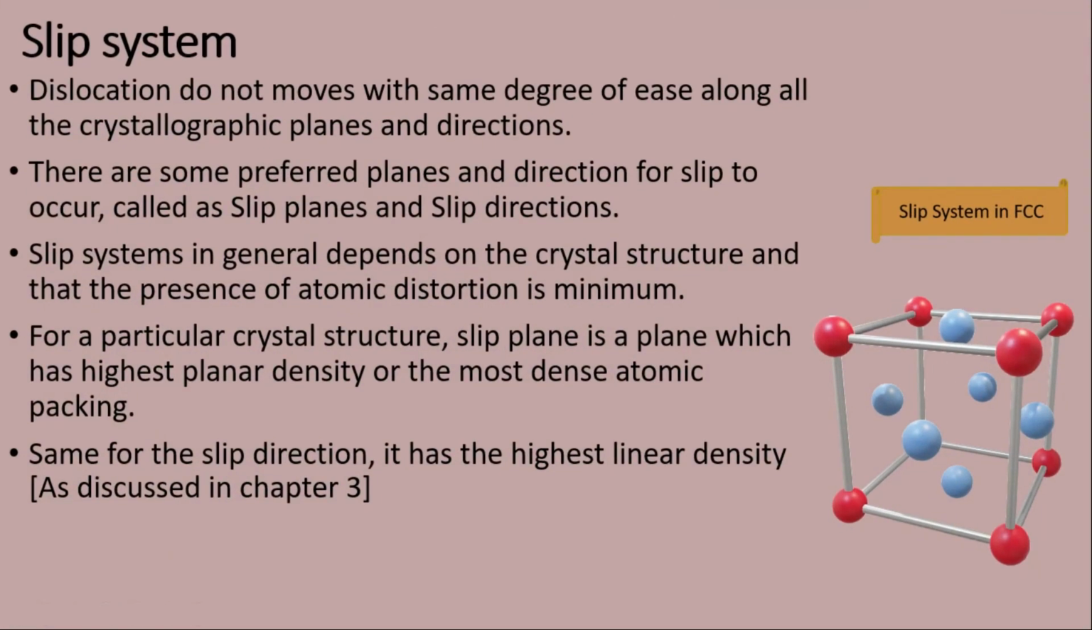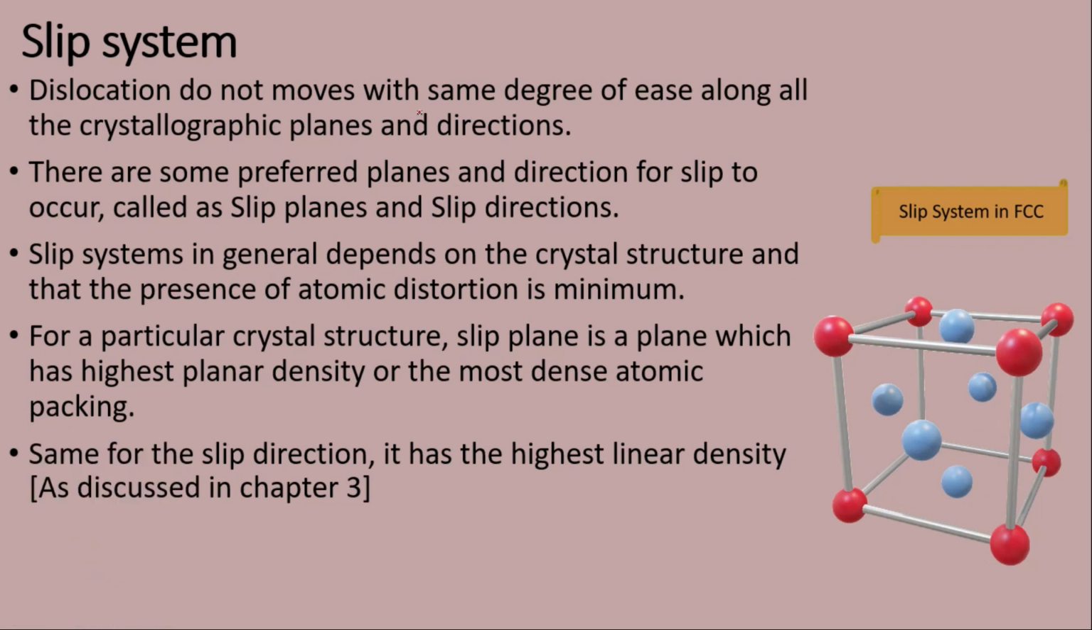So what are slip systems really? Dislocations do not move with the same degree of ease along all crystallographic planes. As we discussed earlier, there are many crystallographic planes. Let's suppose this is the FCC structure, and we have one plane like this. This is also a plane, the front face, you can see this is also a plane, right? So we have many planes in the FCC structure. This is just an example.